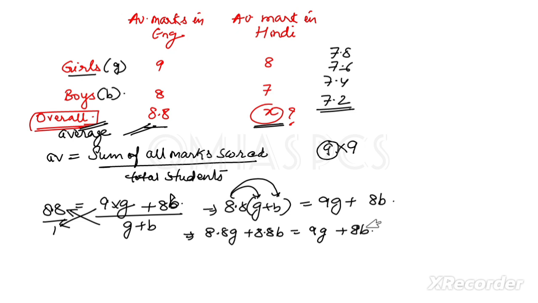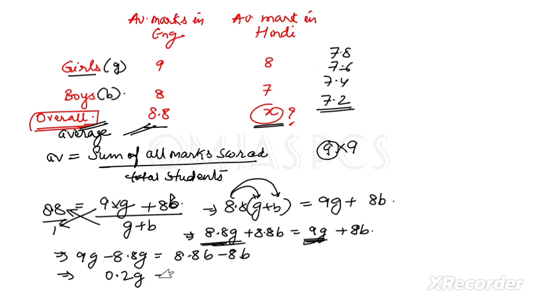Now we have to take the smaller value to the side of the larger value. This is 8.8G, this is 9G, so this is the larger value, so we take this value to this side. We write 9G minus 8.8G, and for this one 8.8B minus 8B. So finally we have 0.2G is equal to 0.8B.